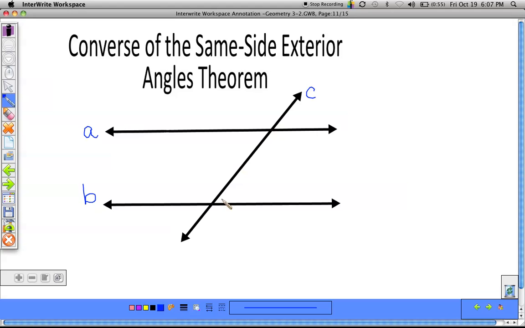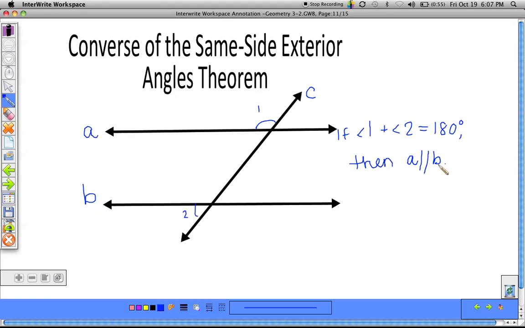We're looking on the same side of the transversal but outside of A and B. So let's put angle 1 here and angle 2 there. And so again, if angle 1 plus angle 2 equals 180 degrees, then A and B are parallel.